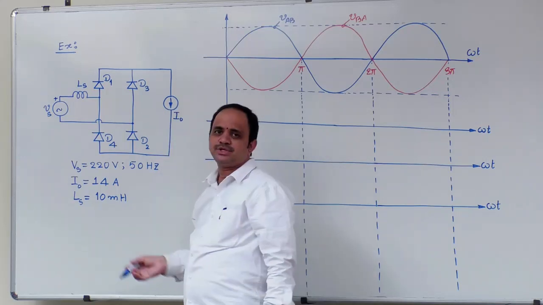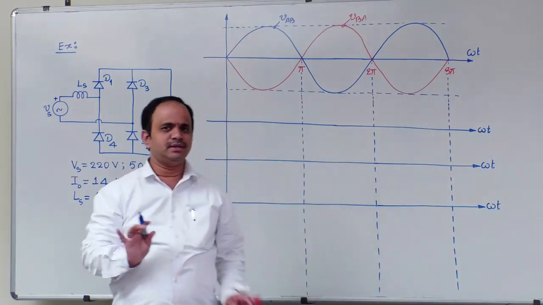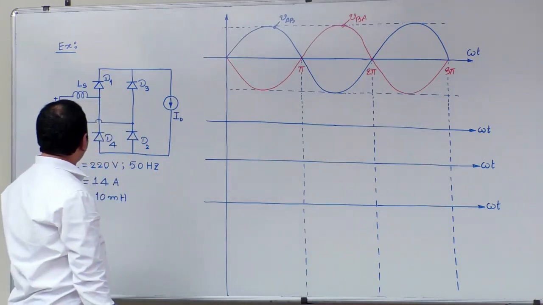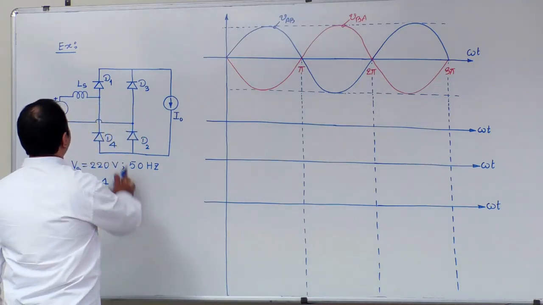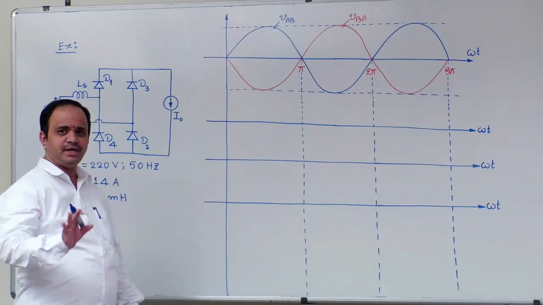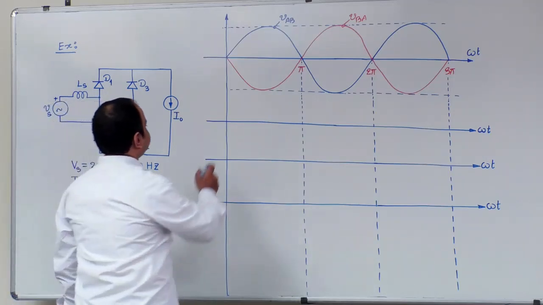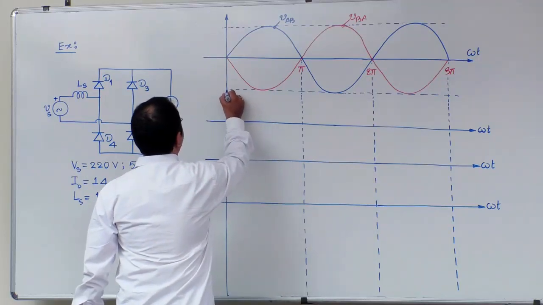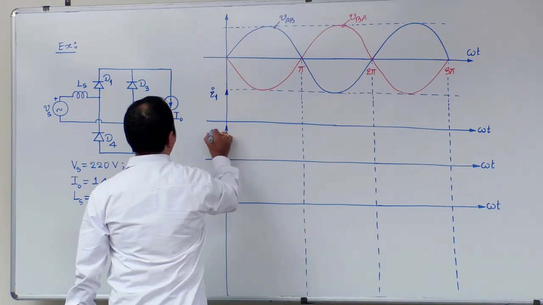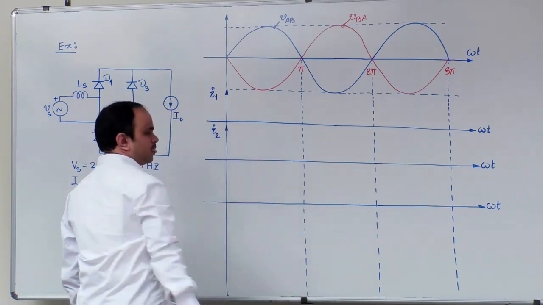But in this problem it is shown as a circle, okay, nothing else. So it depends on author to author. So what is the basic question here? We need to find the conduction angle of D1. So first, from our earlier discussion, let us draw the I1 and I2 waveforms.